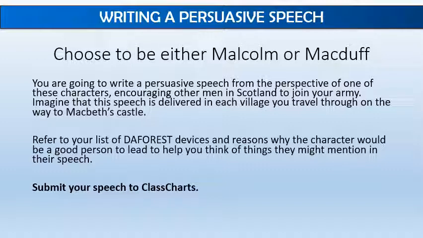When you've written your speech, upload it to Class Charts. So we've had a little brief introduction there. So you've got about 40 minutes to write that speech. So I would expect at least half a page. Some of you are going to do significantly more than that. So do the speech, upload it to Class Charts, and I will speak to you again soon.